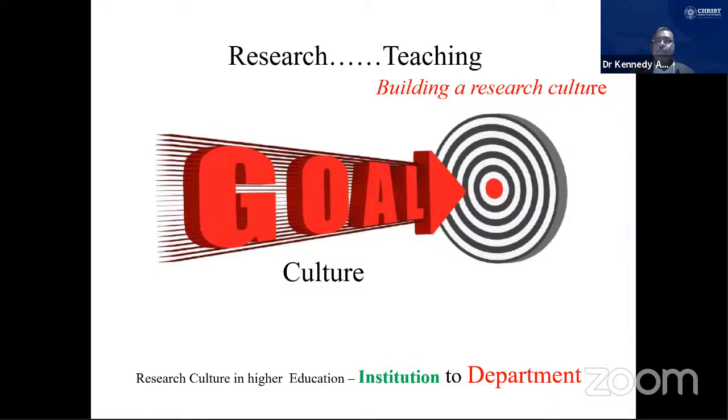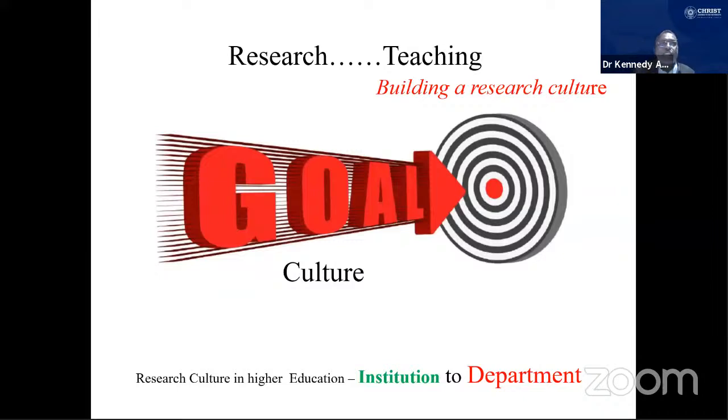So what is this big concept of culture, and how does research culture in higher education create an institution which is research oriented? Why I put this across is taking the cue from the national policy, the UGC, and what the government is expecting. You're going to look at your institution as research culture oriented, or just teaching.